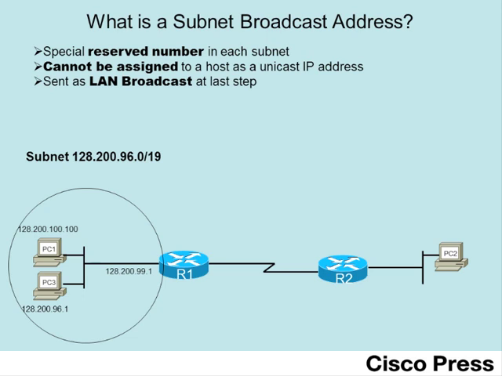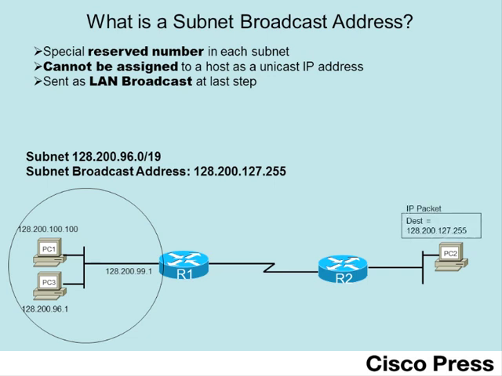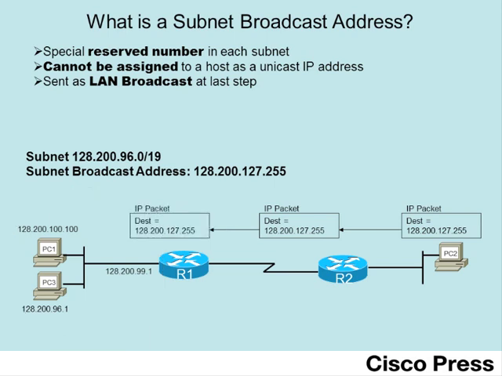For instance, let's just say PC2 over on the right is going to send a packet to the subnet broadcast address for the subnet on the left. There's the subnet broadcast address for the subnet on the left listed on the screen. So PC2 sends an IP packet destined for 128.200.127.255. So PC2 just sends it to its default gateway as normal. Router R2 routes the packet as normal to router R1. Nothing special yet.